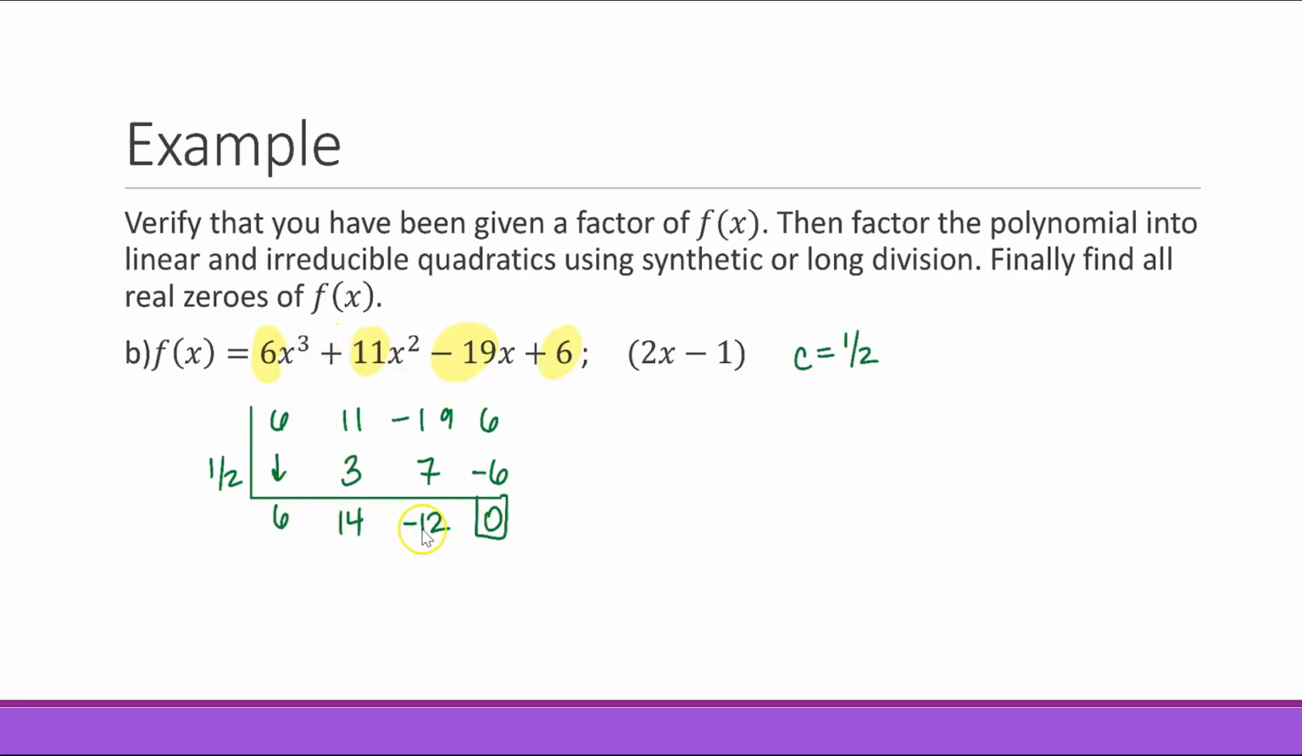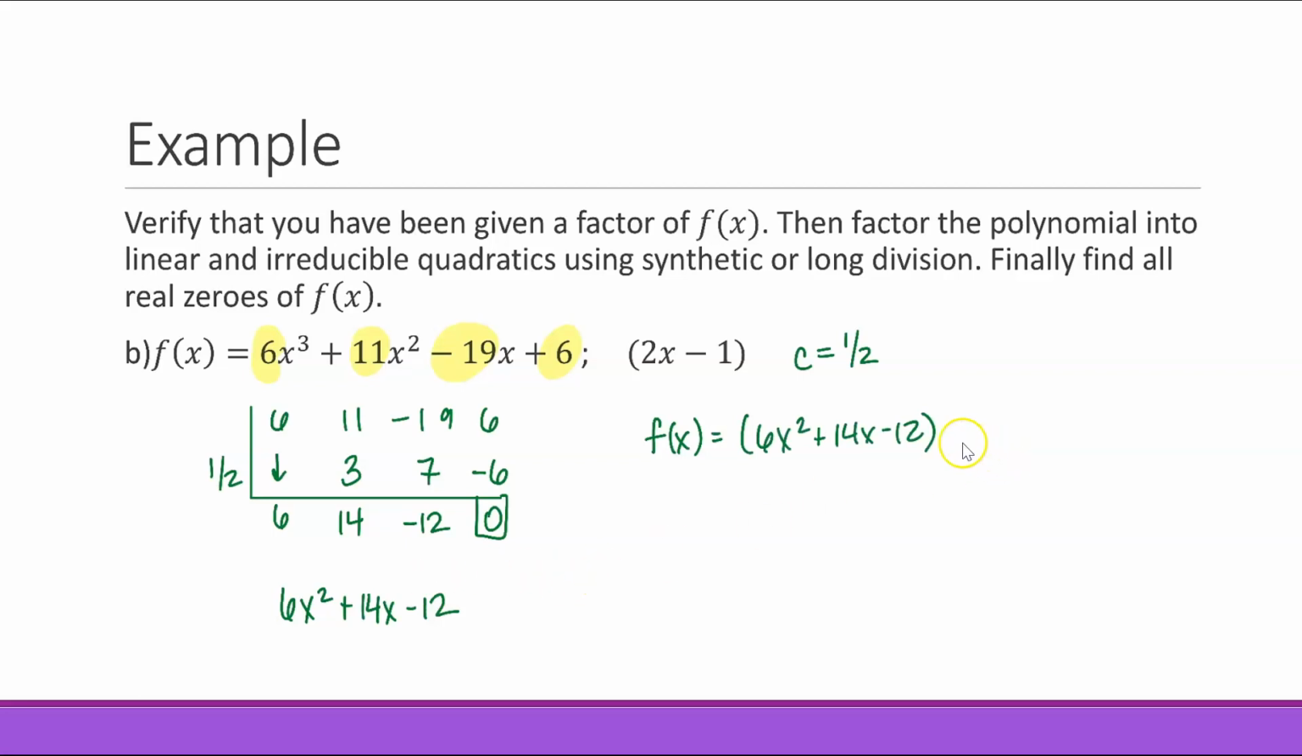So degree 1 less than that is going to end up being quadratic. So I have 6x squared plus 14x minus 12 as my remaining quadratic. So we know that the function, this time I'm just going to put f of x, right? So this whole entire function is equal to, this time I'm going to write the quadratic part first. So I'm going to put 6x squared plus 14x minus 12.